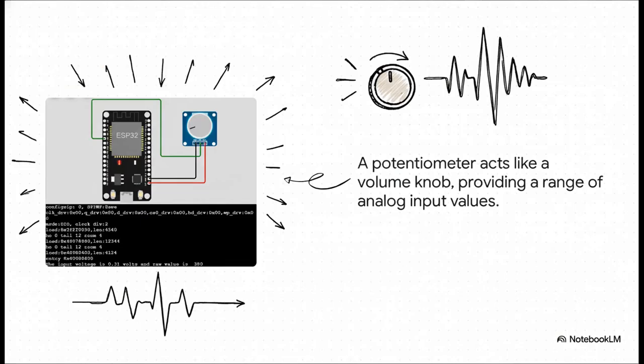The last piece of our puzzle is an analog input. See, unlike a button that's just on or off, a potentiometer, which is really just a fancy knob, can give us a whole range of values. As you turn it, it changes its resistance, which gives our chip a changing voltage that it can read as a number. It's basically a volume knob, but for data.